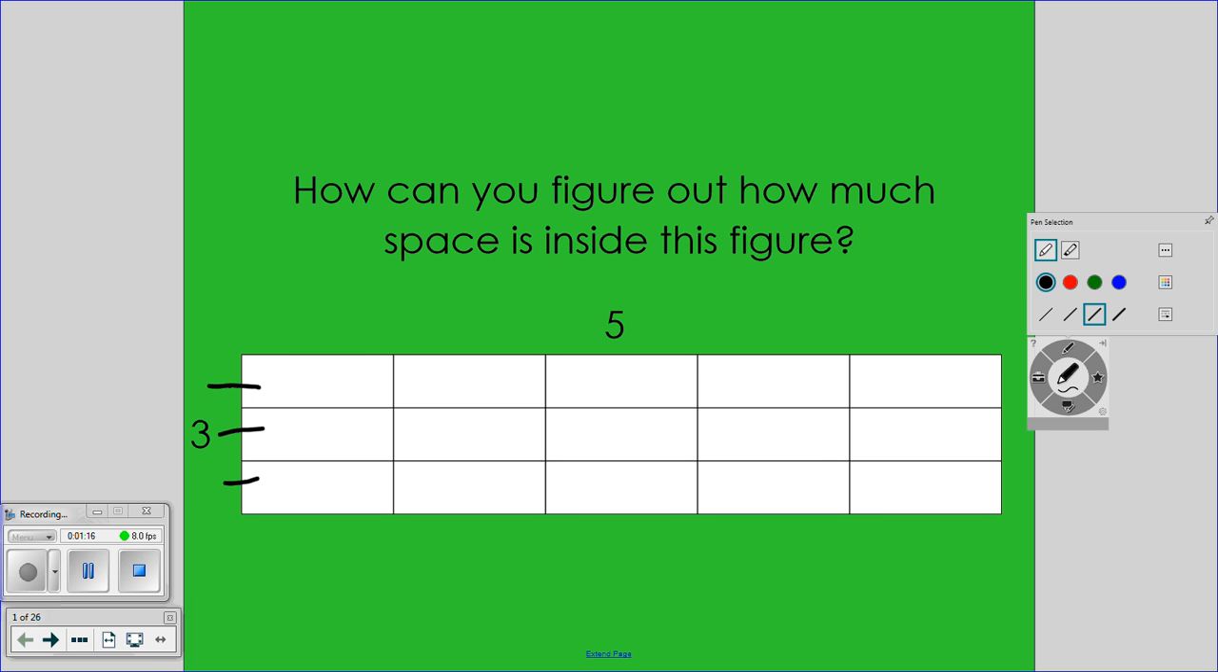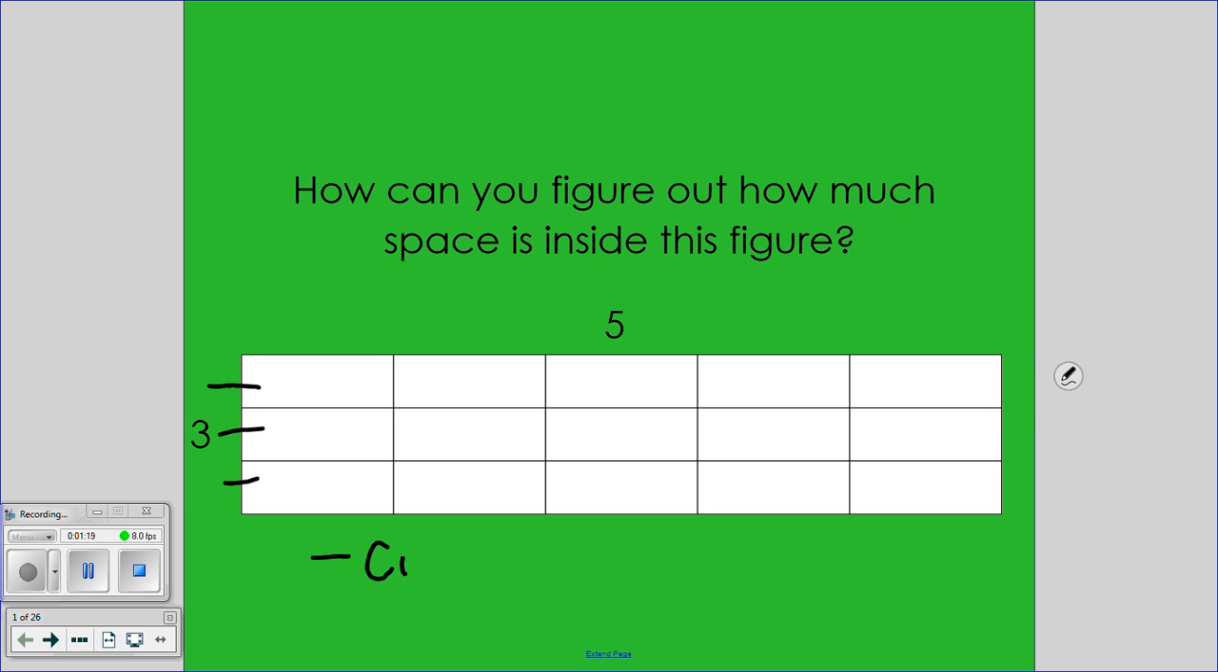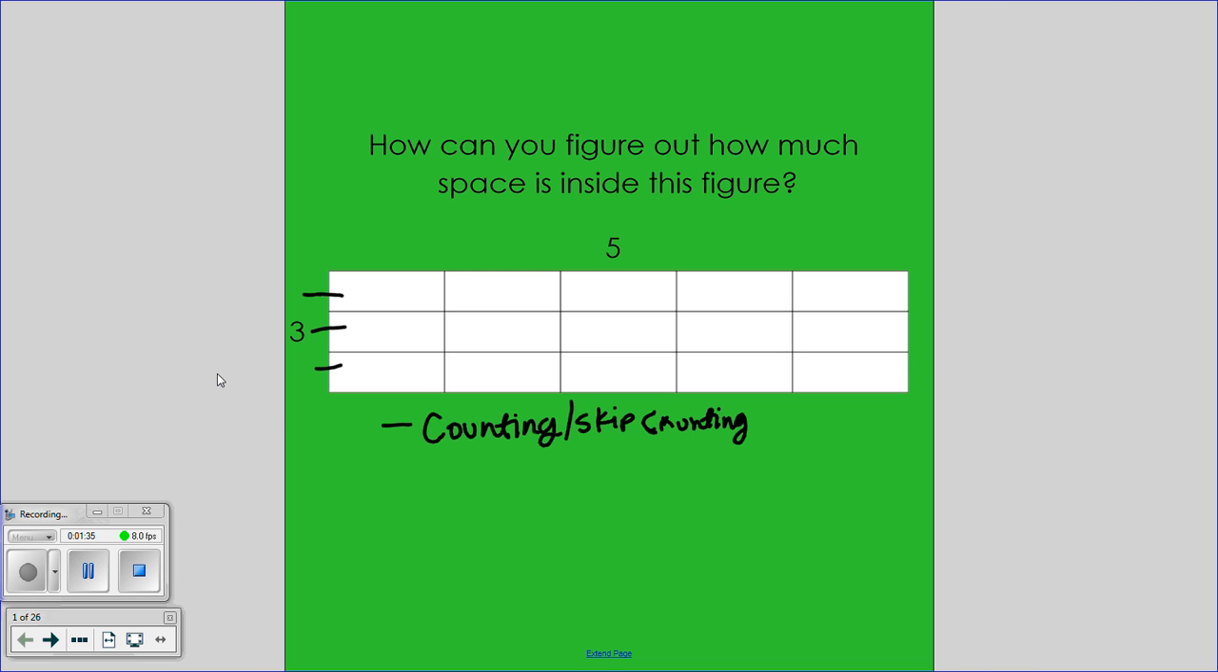Any version of counting can work. Counting, skip counting, I can use to figure that out. Now, this is a relatively small shape, so counting or skip counting is pretty easy. But what if I had to count all the tiles behind me? That would take a long time.